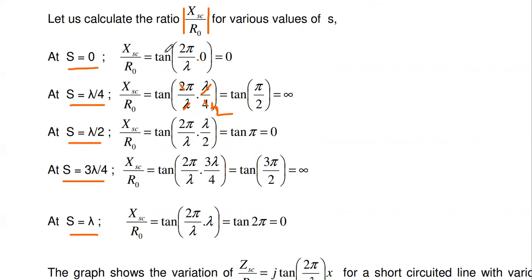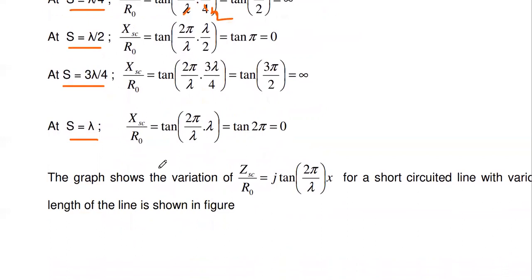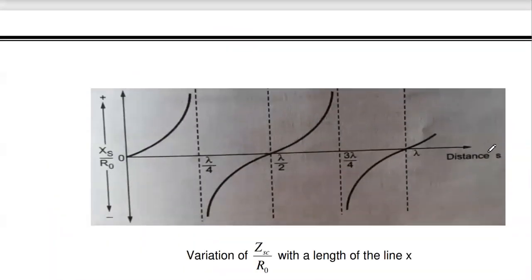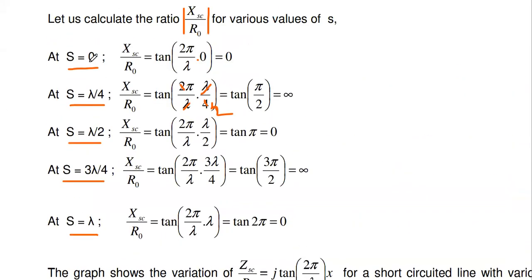Okay. So now for this calculation, we are going to draw the graph. So you see the graph. In that graph, along the x-axis, we are taking the distance S. So this is the distance 0, lambda by 4, lambda by 2, 3 lambda by 4 and lambda. Along the y-axis you take Xsc divided by R naught. So already you know at a distance S equal to 0, what is the answer? 0.